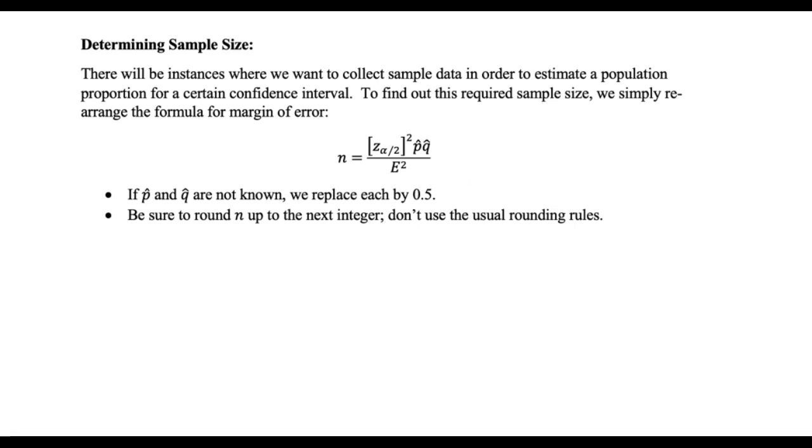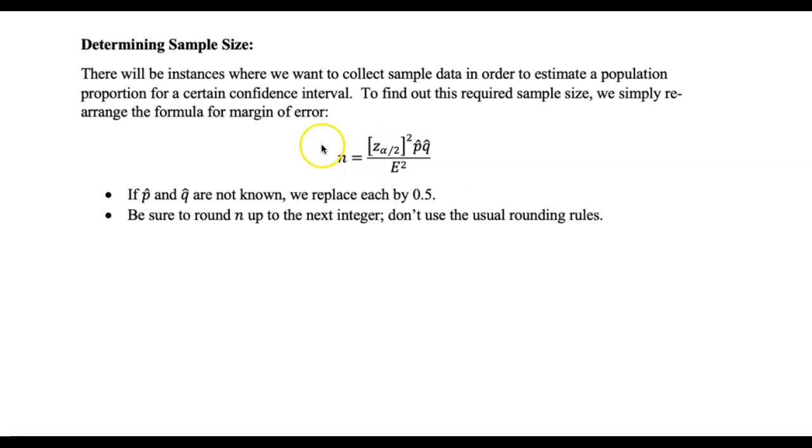So now for determining sample size. There are going to be instances where we want to collect sample data in order to estimate a population proportion for a certain confidence interval. And so let's say, for example, that we want to collect enough data to get a confidence interval with 95% confidence level. Our first question here when conducting this study is, what is the minimum sample size needed?